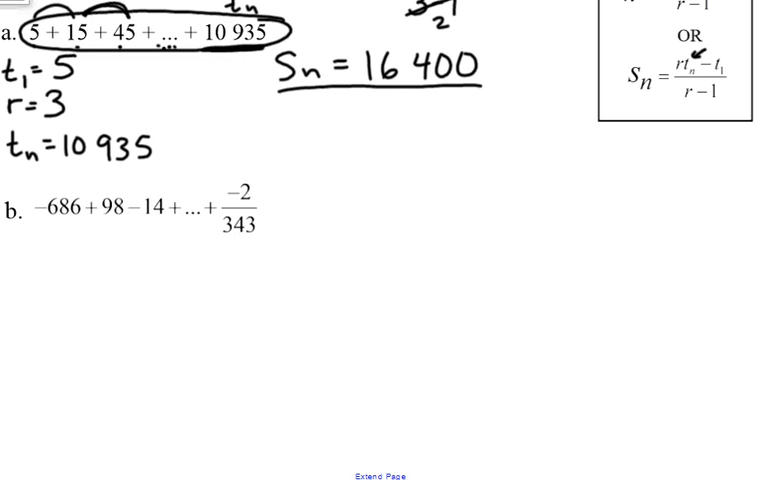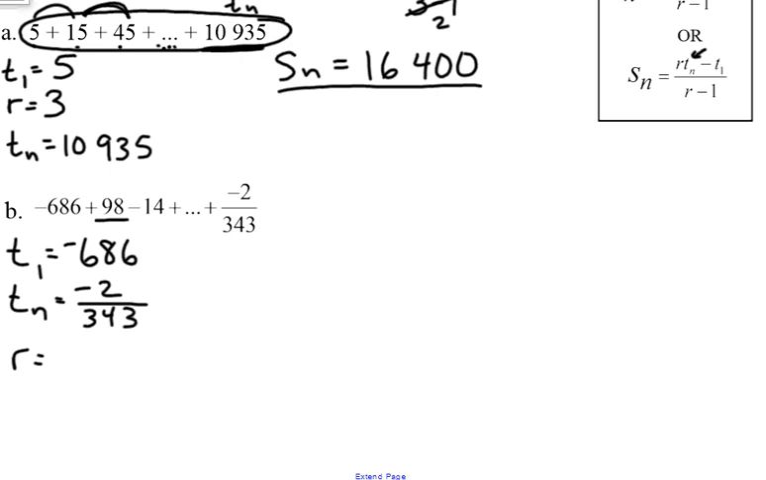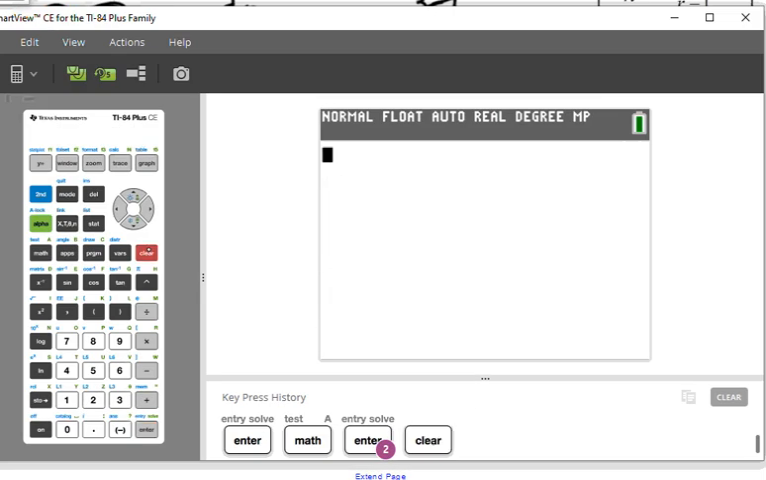All right, here we go. So to start with, term 1, negative 686. What else do I know? I know the last term in this case is a negative 2 over 343. What else do I know? Well, I can figure out the R value, because the R value is, one way to do it is 98 over negative 686. In that case, if I divide it, it's an ugly decimal, but 98 over 686, what I can do, well, what if I just write it as a fraction?